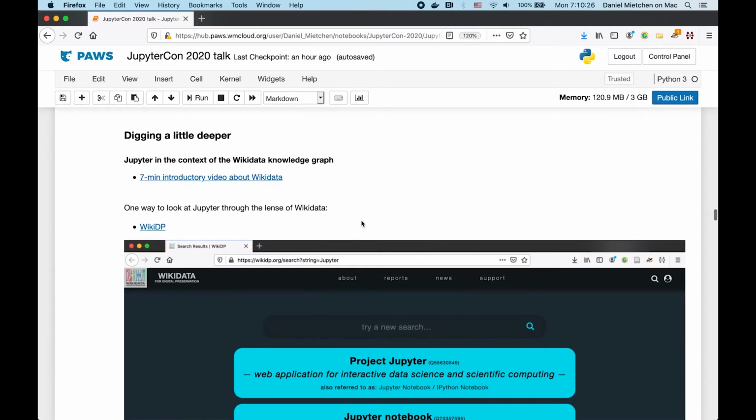So now that we have done the obvious ones, we can dig a little deeper. For that, I would like to highlight Jupyter in the context of the Wikidata knowledge graph. If you don't know what Wikidata is, in short, it's the database that anyone can edit, similar to Wikipedia being the encyclopedia that anyone can edit. Otherwise, there is a 7-minute introductory video that gives basics about Wikidata. Then I encourage you to look into that.